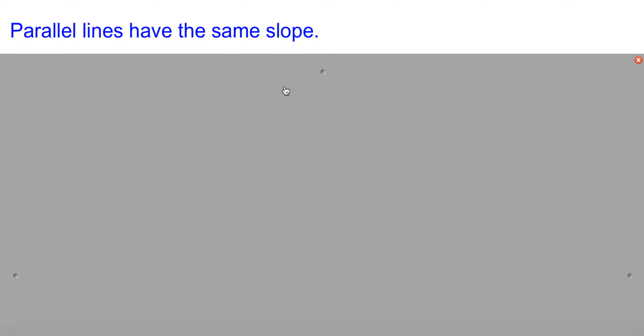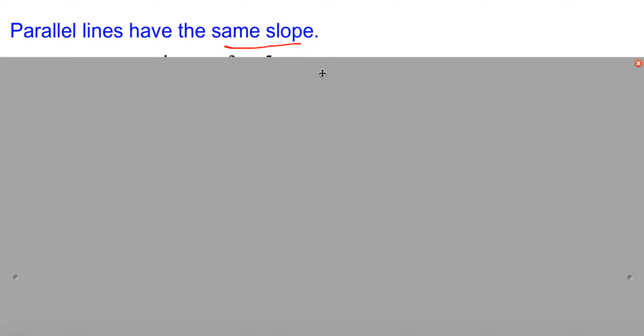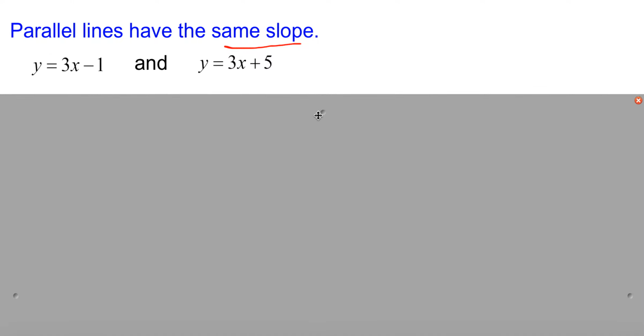Now, a couple more things we need to review with slope. Remember, slope is the amount of steepness or slant that the line has. It's like walking up a hill or maybe the roof line of a house. And parallel lines have the same slope. They have the same exact slope. They never intersect, but algebraically speaking, they have the same slope.